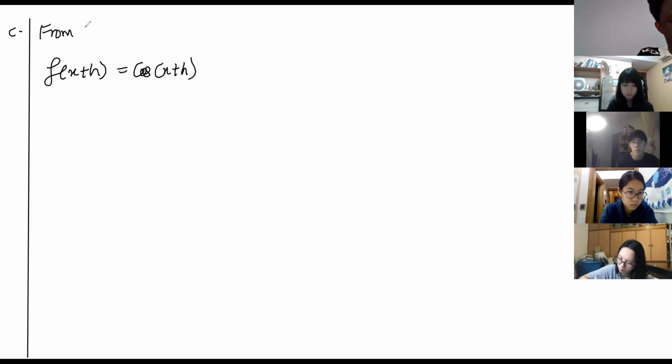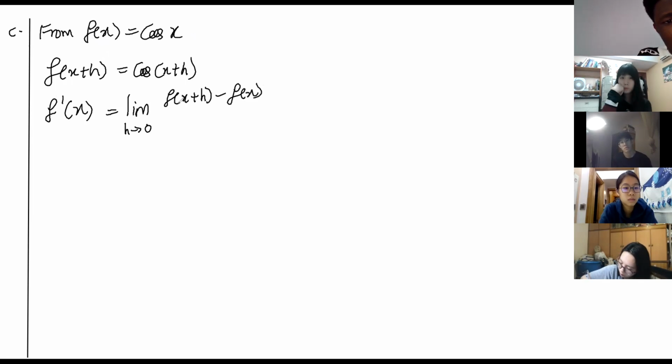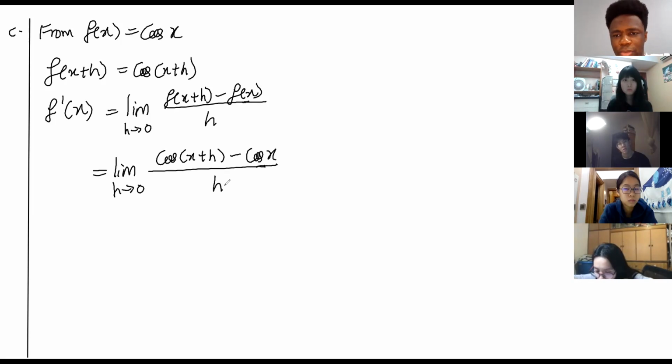So from our f of x equals cos x, then f of x plus h will be that. Okay? So we know that the derivative is simply the limit as h tends to 0 of f of x plus h minus f of x divided by h. So this will be the limit as h tends to 0 of cos(x plus h) minus cos x divided by h. Can you see why we had to do this now?